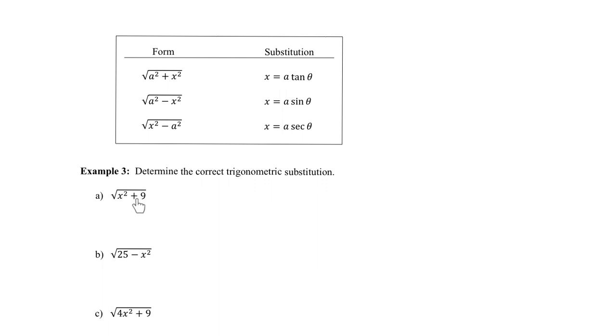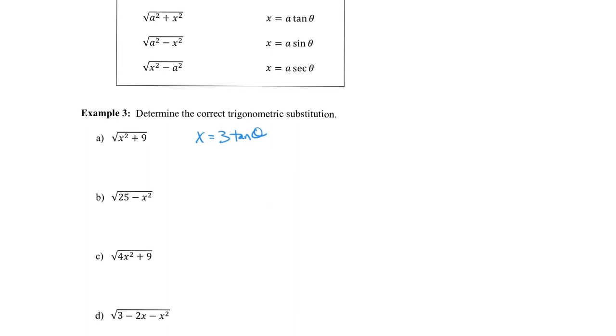So looking at this one, the substitution here is going to be x equals 3 tangent theta. Right, I'm taking the square root of 9 to get 3. So x equals 3 tangent theta. That's this right here. Okay, so let's have you guys try the next two, B and C. Try B and C on your own. So press pause and see what you come up with, and then check back.